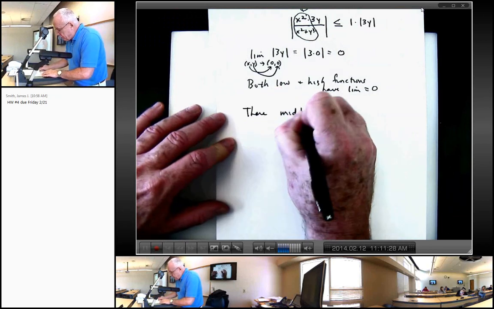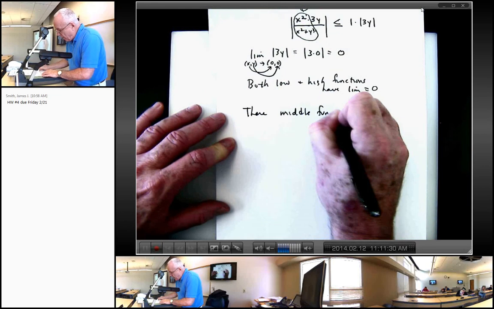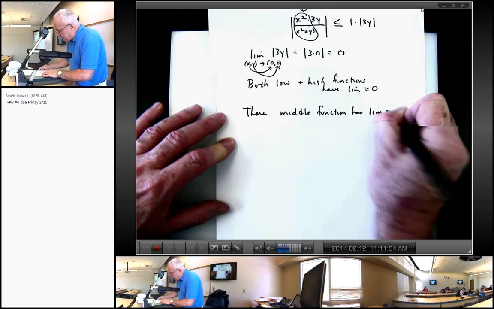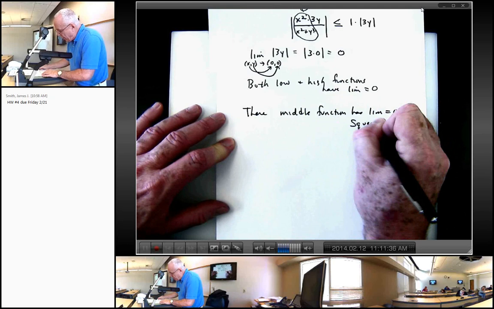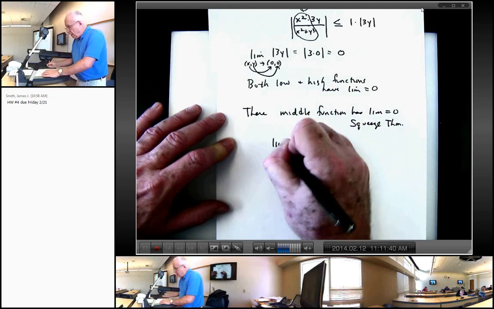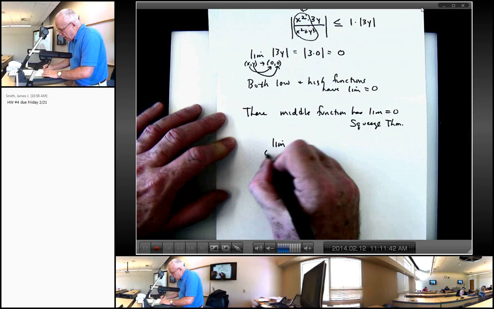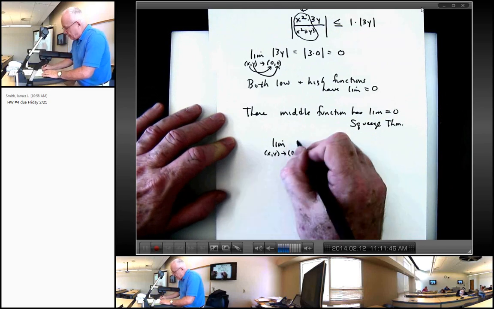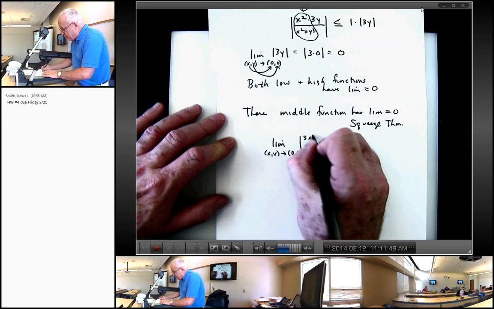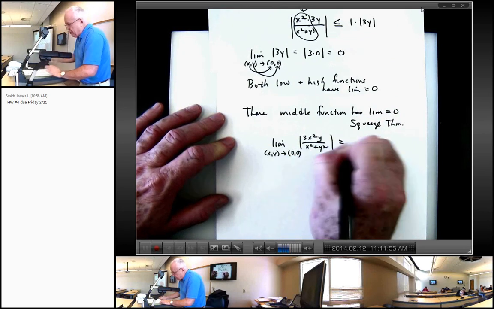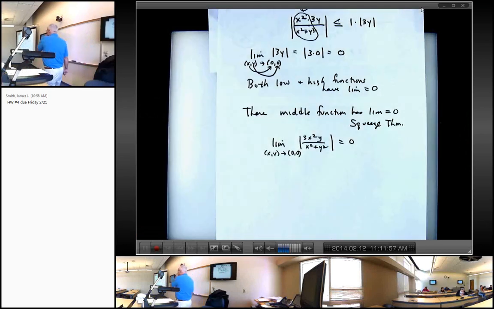Therefore, the middle function has a limit equal to 0, and that's the squeeze theorem. So therefore, the limit as xy approaches 0, 0 of my middle function, the absolute value of 3x squared y over x squared plus y squared, equals 0.